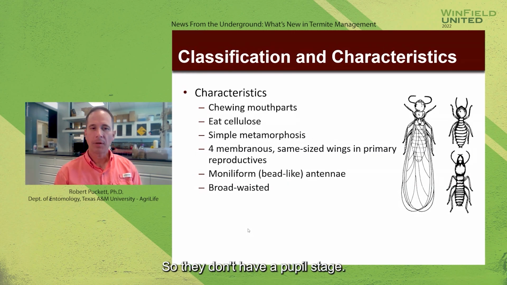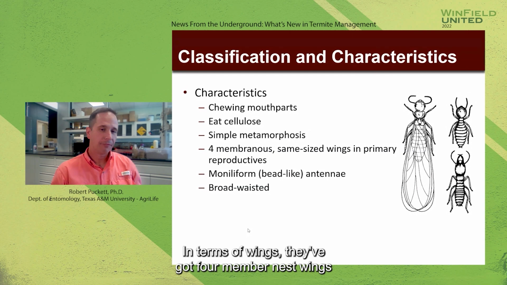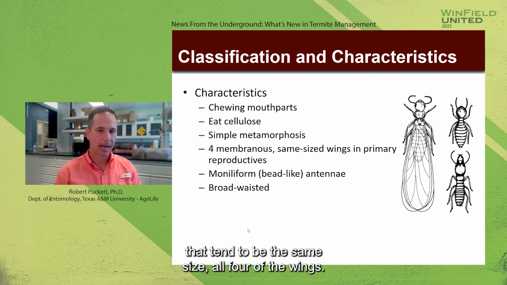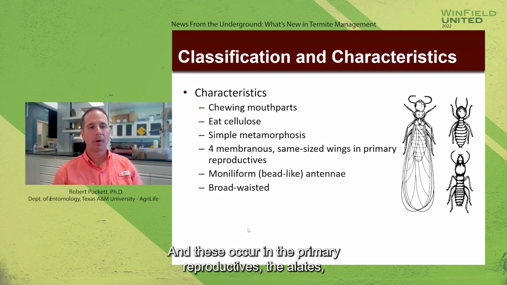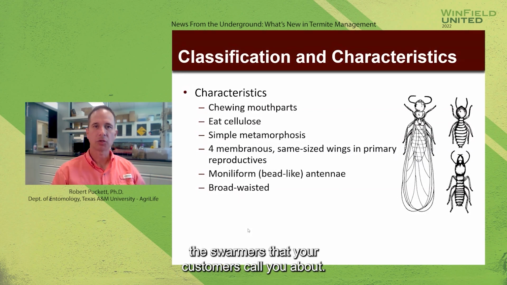They don't have a pupal stage. They molt through simple metamorphosis. In terms of wings, they've got four membranous wings that tend to be the same size, all four of the wings. And these occur in the primary reproductives, the alates, the swarmers that your customers call you about.